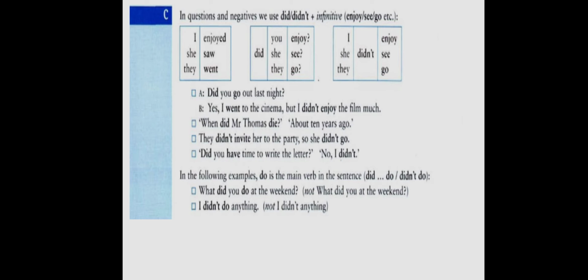Let's move to C. C, in questions and negatives, we use did, didn't plus infinitive. Means we transfer the verb into the base form after using did and didn't. Did is used for the question and didn't is used for the negative.